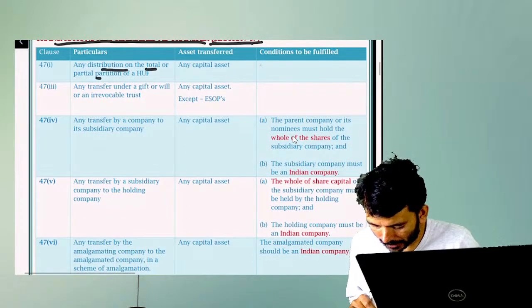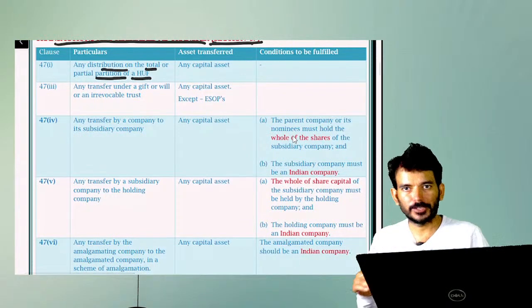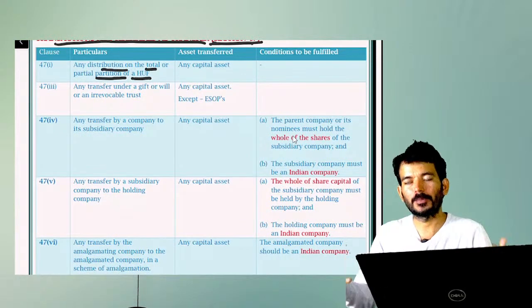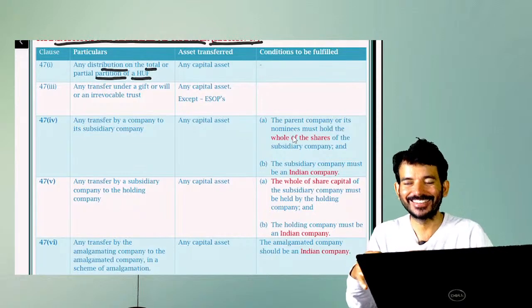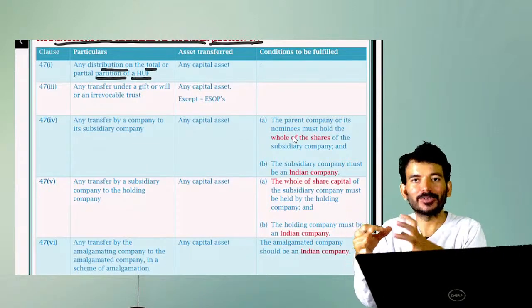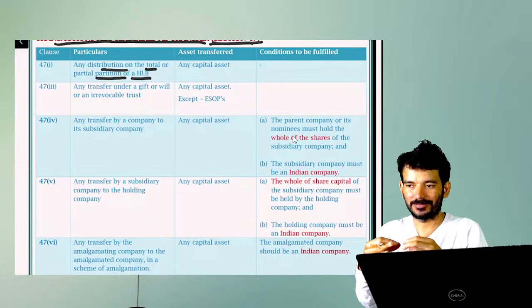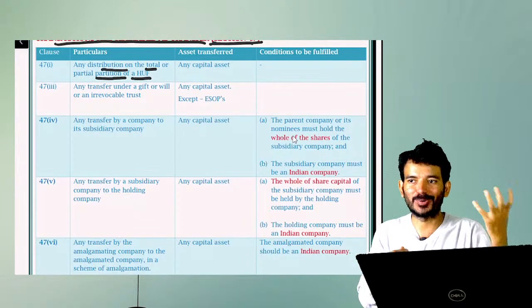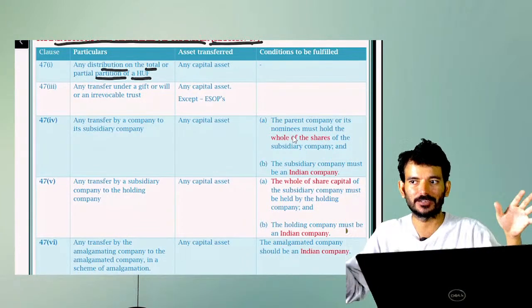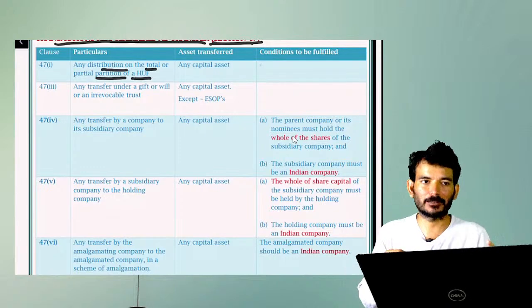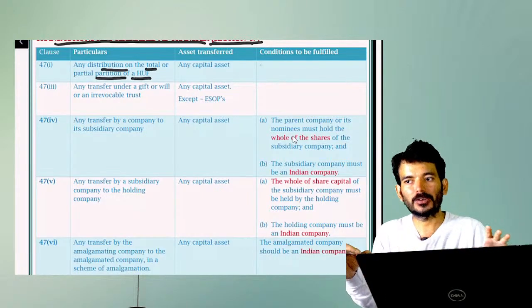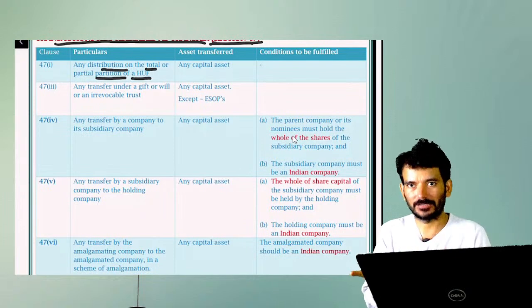Distribution of total or partial partition of an HUF. HUF, you all know that families are always together. So the family is together and doing some business, but the family has grown up and kids have grown up. They want to split it. They want to partition. It could be total partition. It can be partial partition. So whenever there is a partition of an HUF, it is not a transfer.